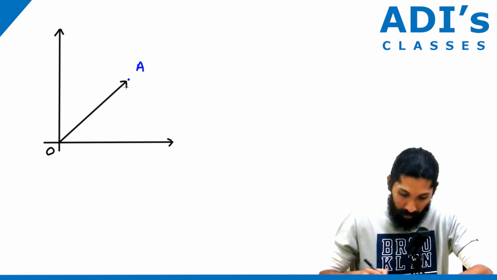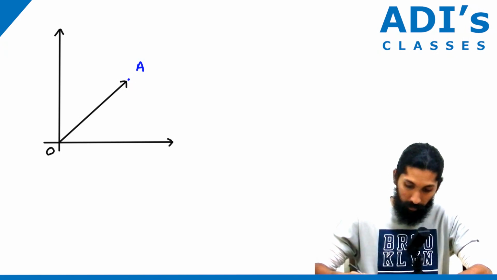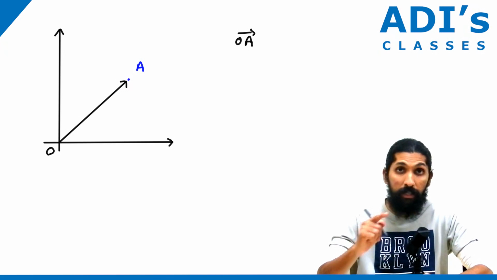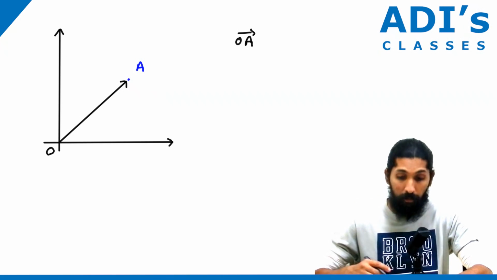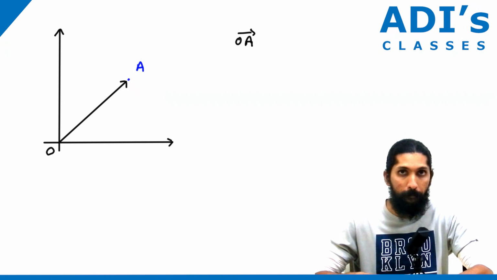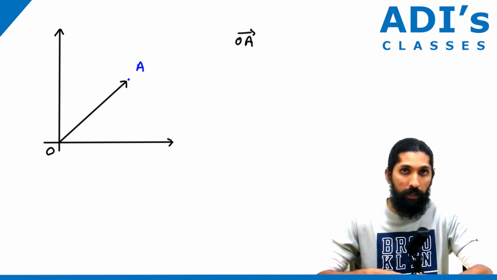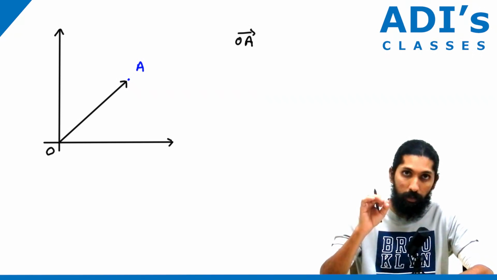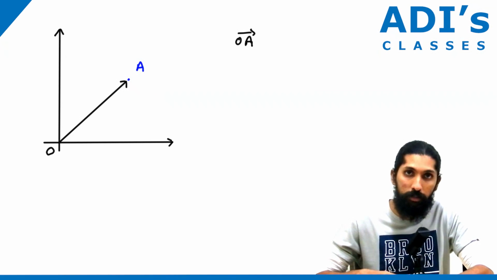Then we write an arrow mark. Now, here we write that OA is a vector. Because one, it has a magnitude. Magnitude is nothing but the distance of OA. Then the direction. Direction is from O to A. Correct? This basically is what we call as a vector.